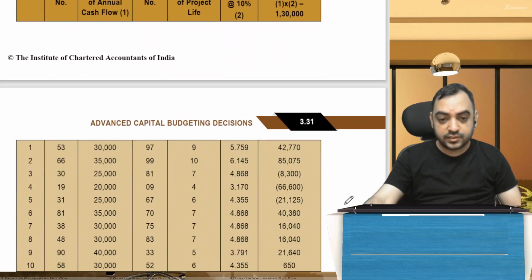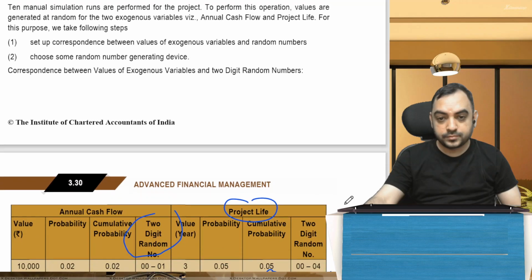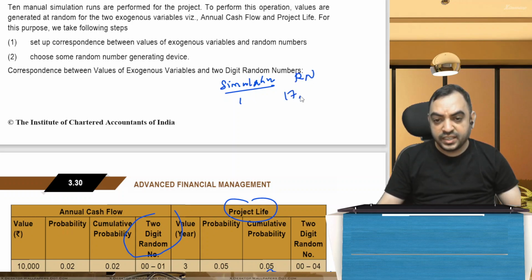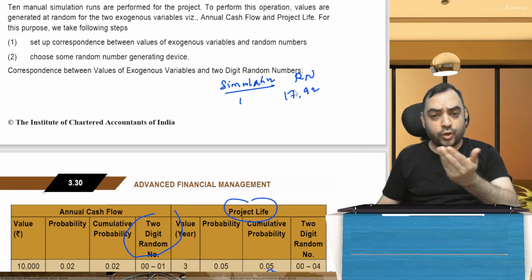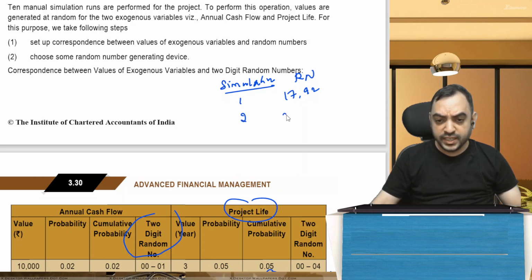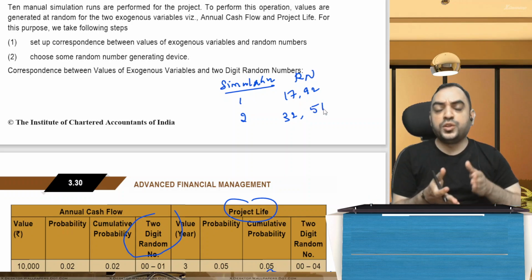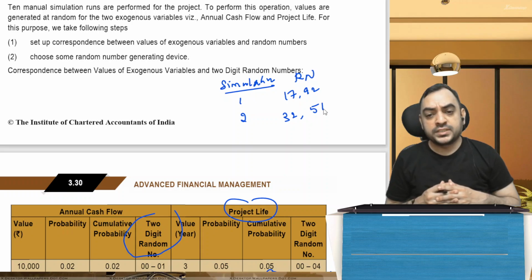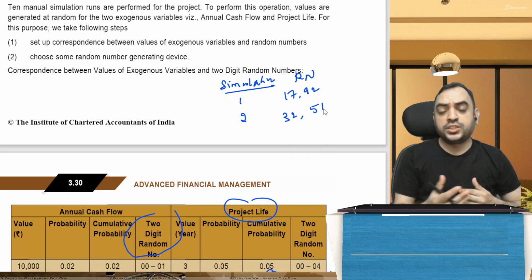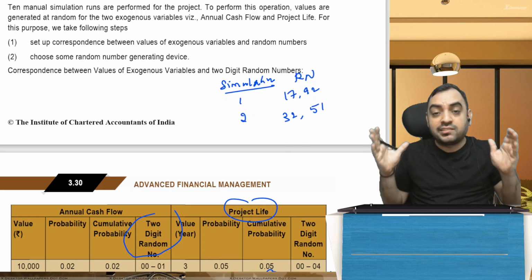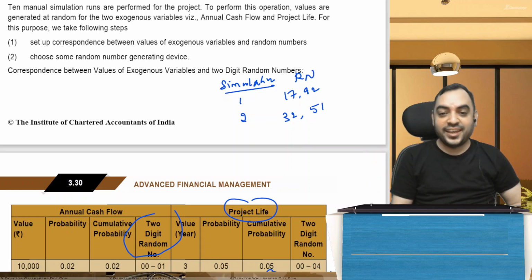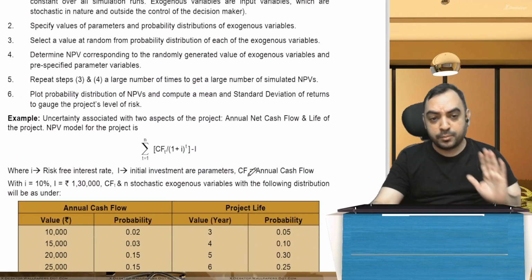Like they should give you something like this. For simulation 1, because they said 10 simulations are done, random numbers will be 17, 92. That means 17 is for cash flow purposes, 92 random number is for annual project life purposes. Simulation number 2, it is like 32, 51. So 32 is for cash flow purposes, 51 random number is applicable for project life. So in the exam, they should give you the random numbers so that everybody has the same numbers and the institute can evaluate. But in the given situation, they have simply given the random numbers.